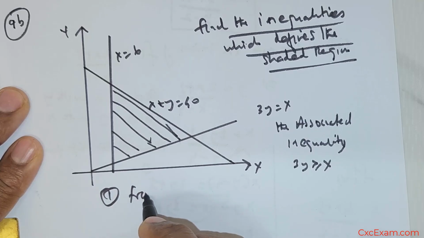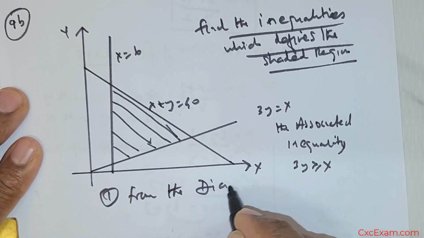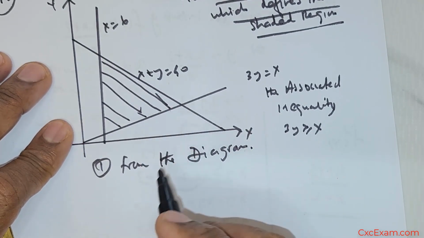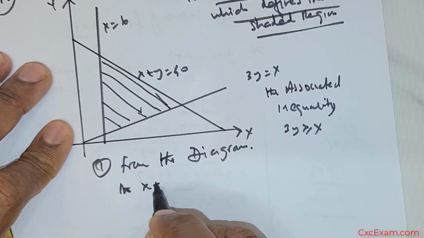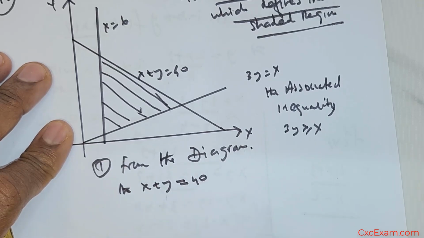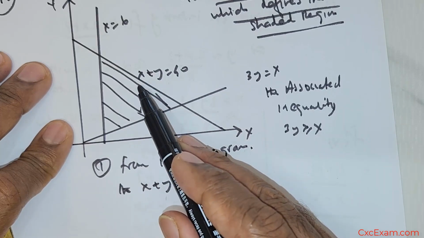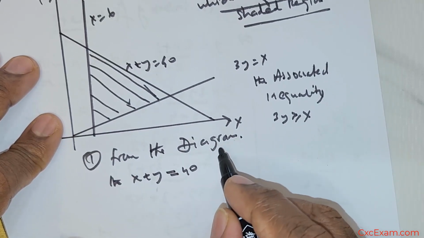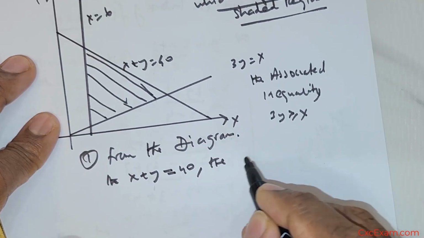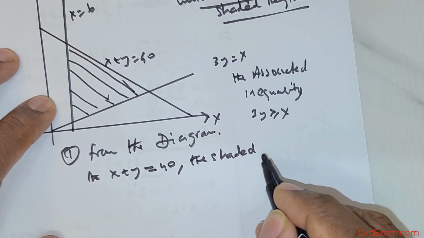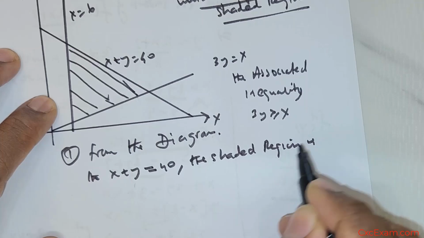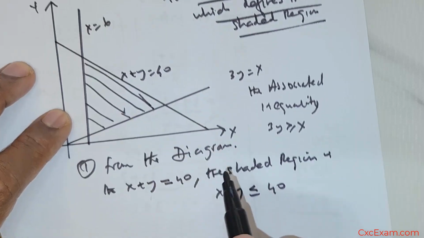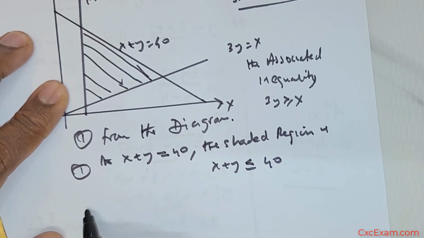Step 1, from the figure, from the diagram, this is the line x + y = 40. Now we need to get the shading below. The shaded region is x + y ≤ 40. It's below this. This is point 1.